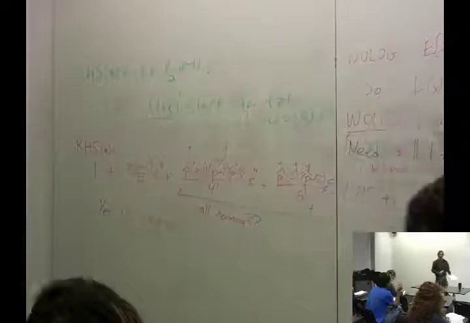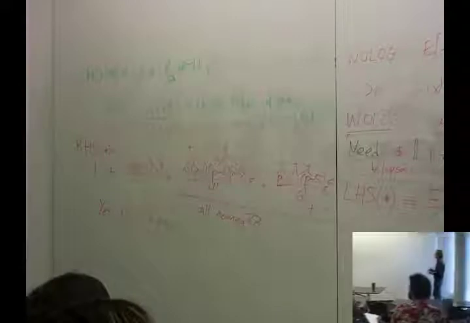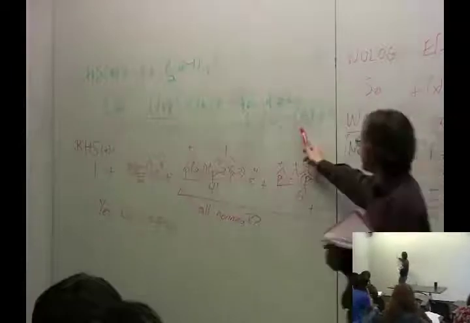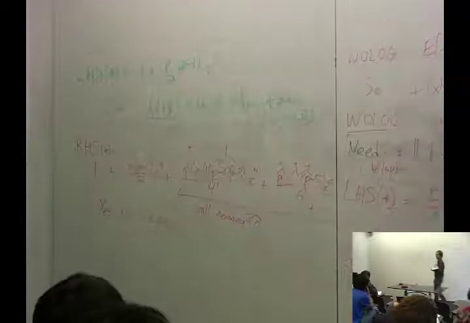Yeah? Does it also work for p between 3 and 4? The other thing that we used was this. That's a good point, but we used p between 1 and 2 here as well, and that doesn't work.